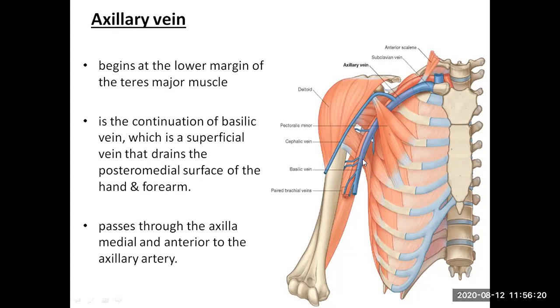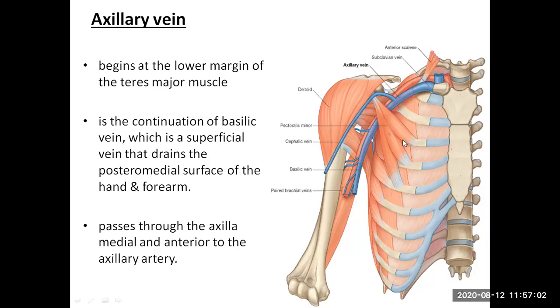So it begins at the lower margin of the teres major muscle. This is a continuation of the basilic vein. When the basilic vein ascends upward and appears in the axilla, that is at the lower border of the teres major muscle, at that time its name changes to the axillary vein. So the axillary vein is the continuation of the basilic vein, and it continues as the subclavian vein after the outer edge of the first rib.